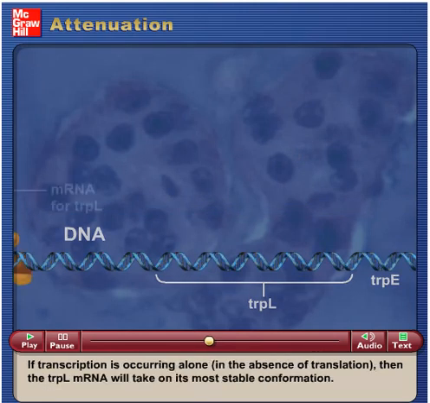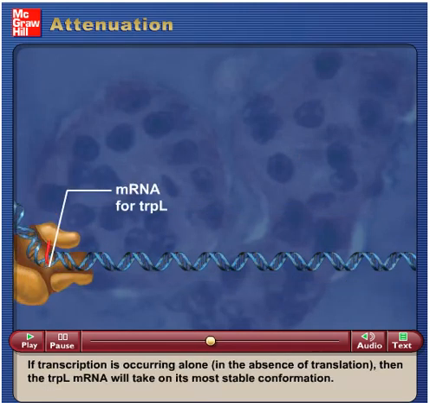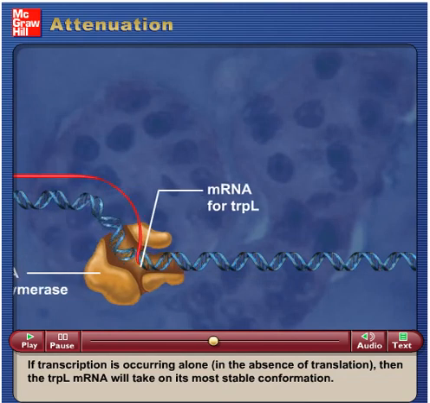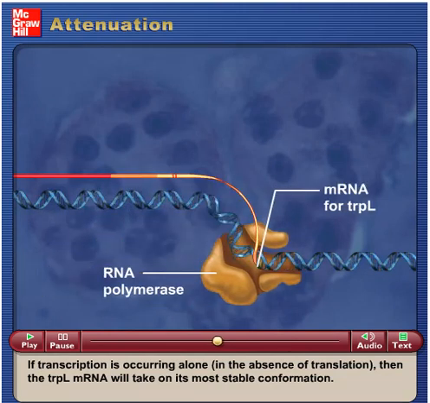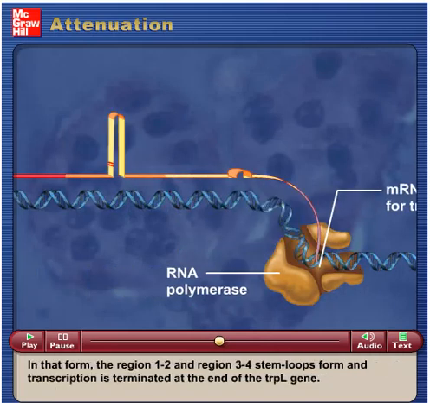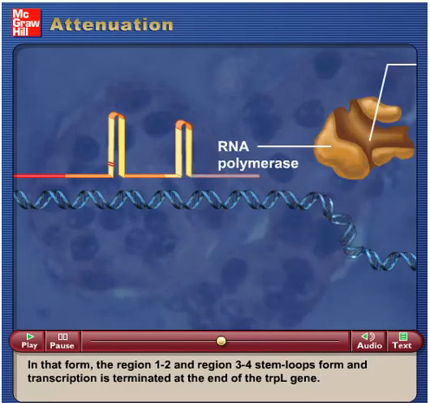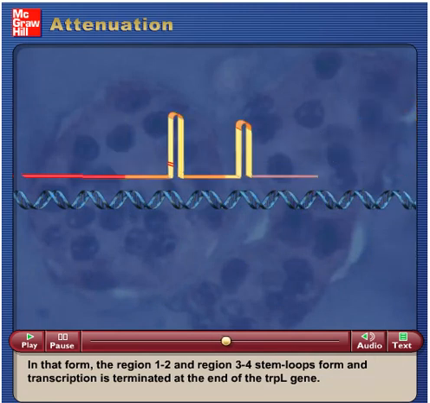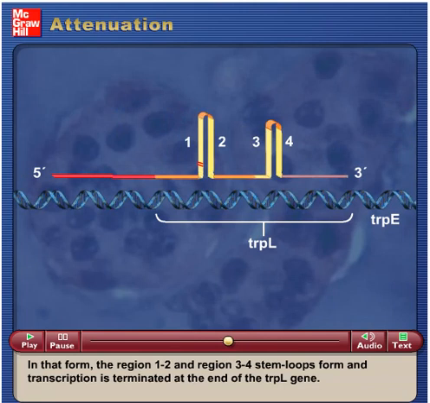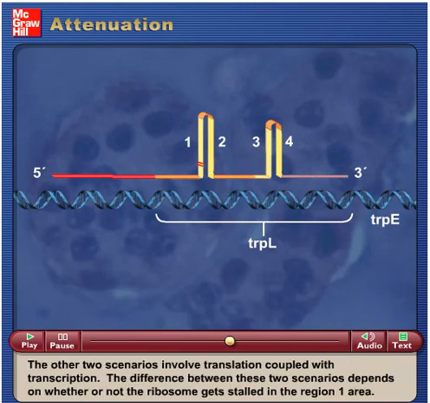If transcription is occurring alone in the absence of translation, then the TrpL mRNA will take on its most stable conformation. In that form, the region 1-2 and region 3-4 stem loops form, and transcription is terminated at the end of the TrpL gene. The other two scenarios involve translation coupled with transcription.